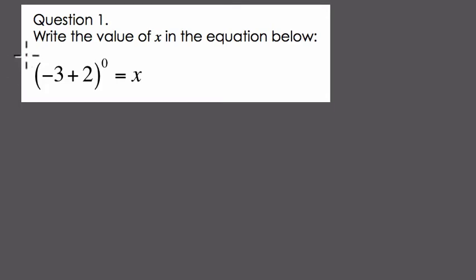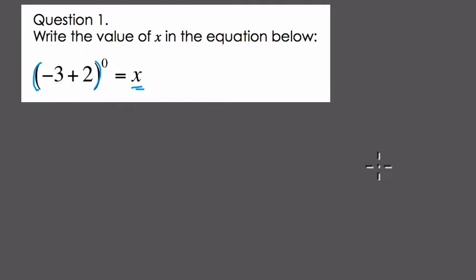Let's read this problem together. It says, write the value of x in the equation below. Alright, so let's get a sense of what's happening here. I see negative 3 plus 2. It's in parentheses. I notice that the exponent is 0. And they want to know, what does this equal? What number is x? So we're essentially solving for this expression right here.